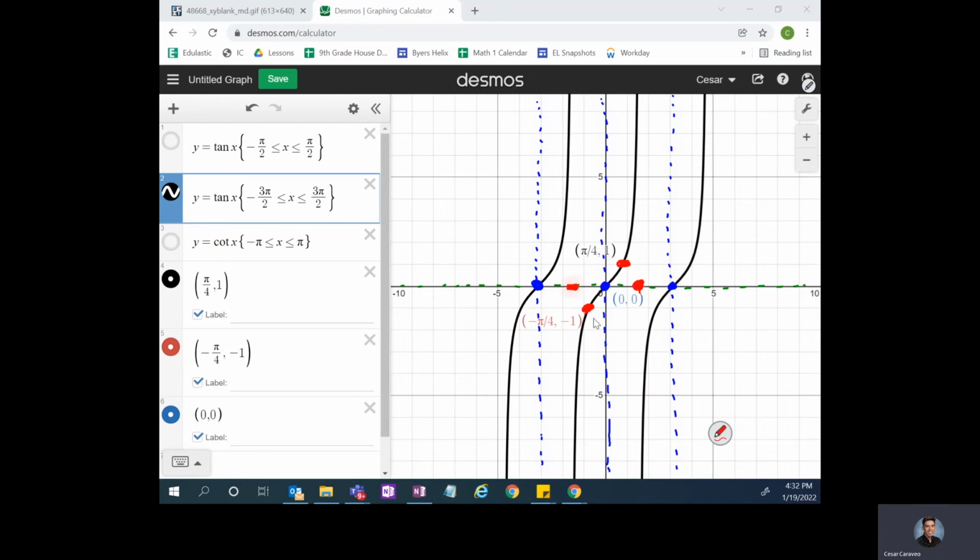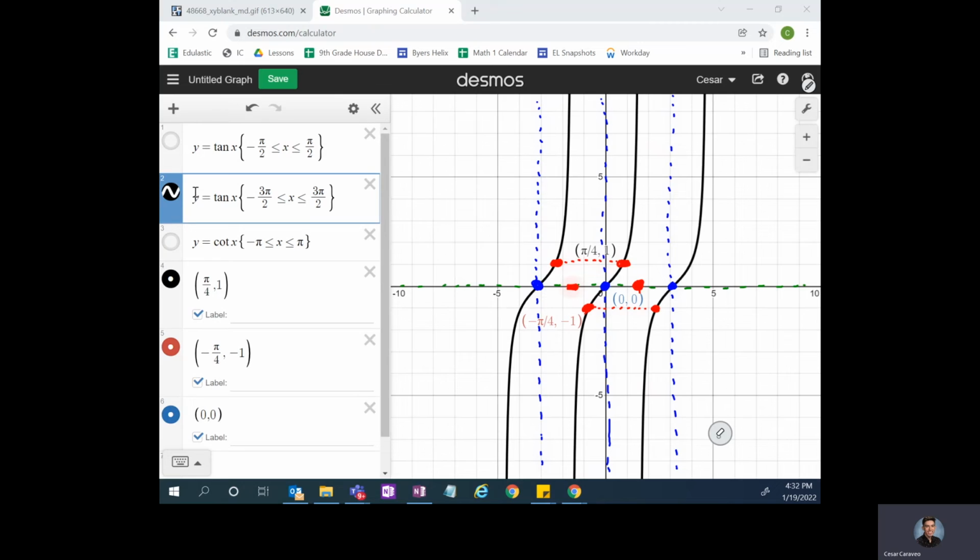Now that we have that, we're ready to graph. I guess one last point is this point also translates to here. So those are our 3 points that we need. So now that we have that, we are ready to graph our cotangent function.